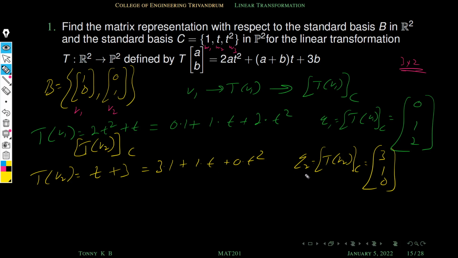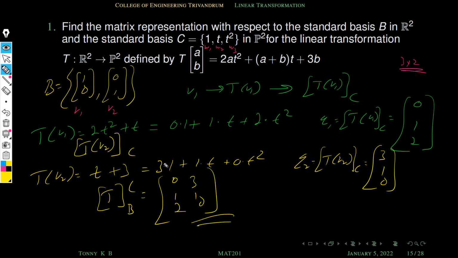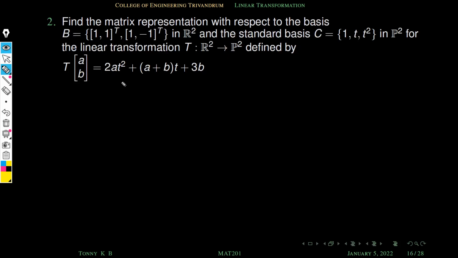So what is the matrix of T? The matrix of T means we have to find the matrix of T with respect to B and C. First you write q1, which is 0, 1, 2. Then q2, which is 3, 1, 0. So this is the matrix of the transformation with respect to these two bases. It's clear that the matrix is different if you change the basis. But there is a strong relation between such matrices.